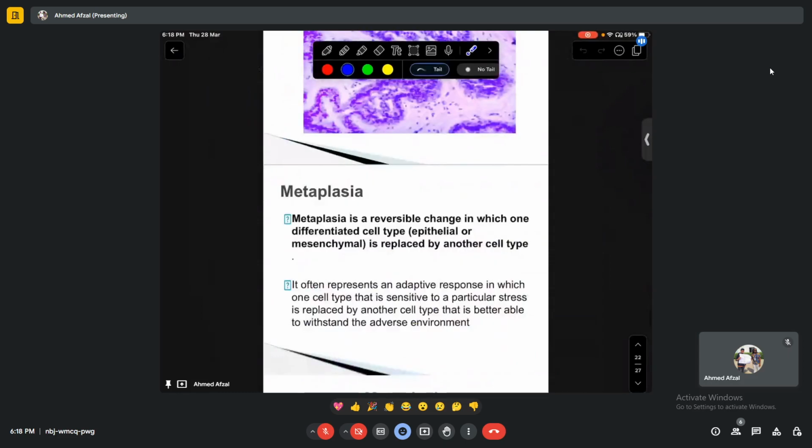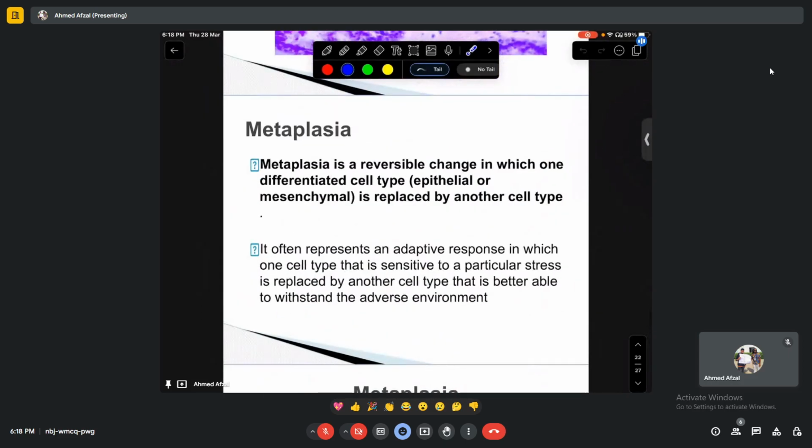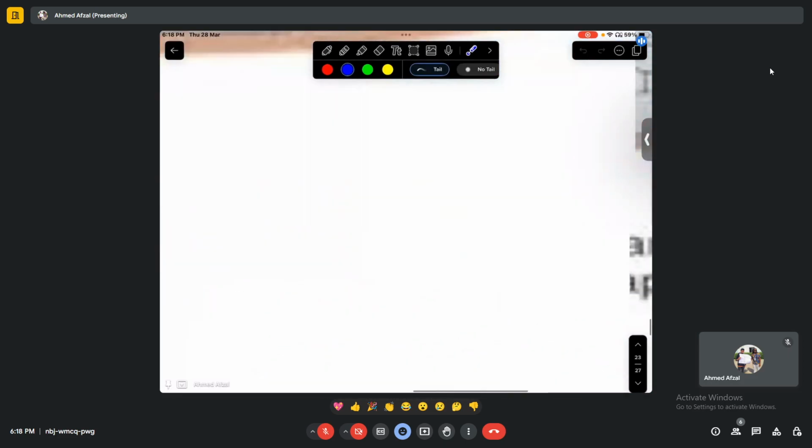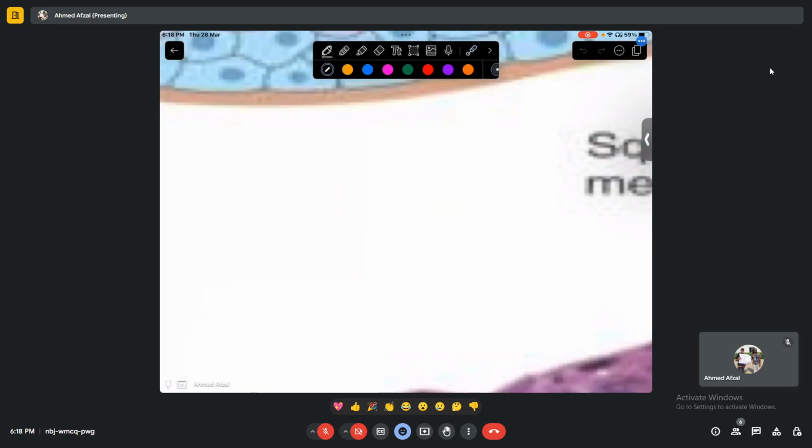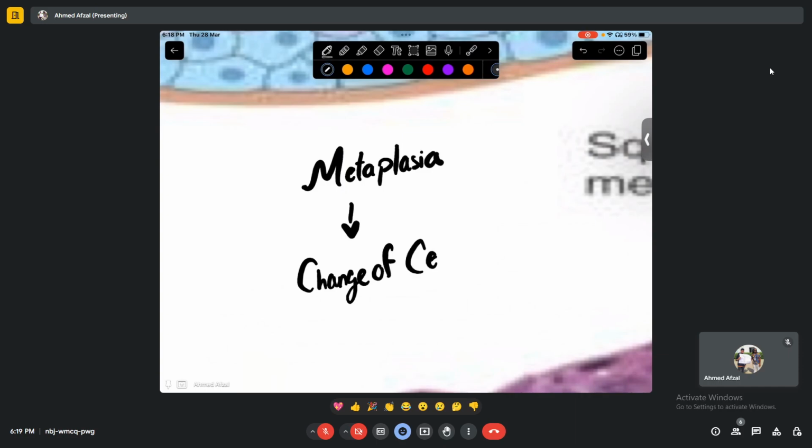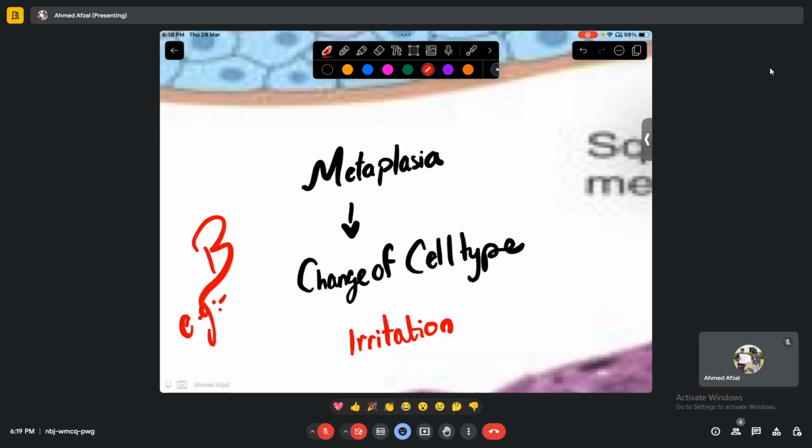So I believe the definitions should be good enough, right? Like we all know what metaplasia is, right? Can anyone tell me what metaplasia is? Yes, sir. Change of cell type. What causes it? It could be external or internal things. Irritation. Yeah, smoking causing a change in the trachea, on the conducting parts of the cell.